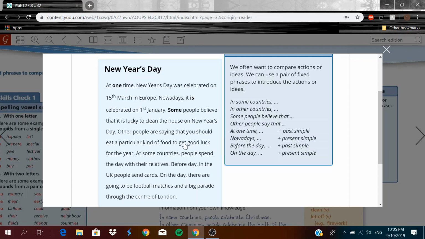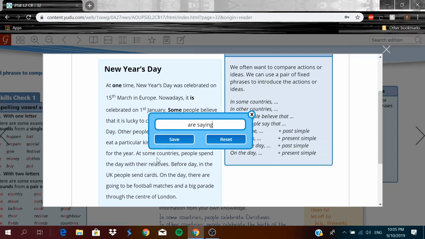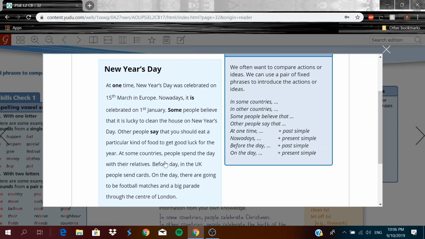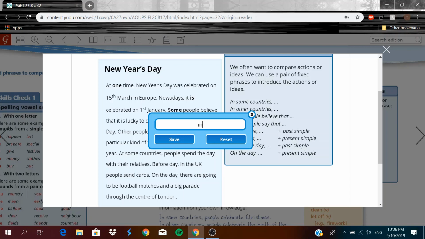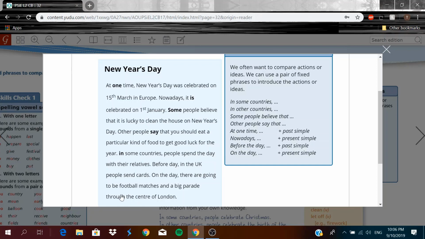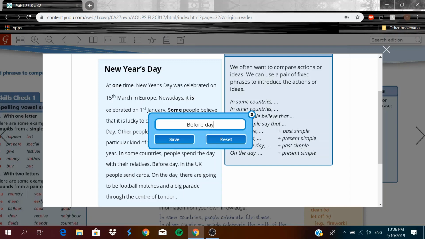So some people believe that it is lucky to clean the house on New Year's Day. Other people are saying, this one's wrong by the way, that you should eat a particular kind of food to get good luck for a year. So other people are saying is wrong. We can just say, right? So other people say that you should eat a particular kind of food to get good luck for the year. Okay? At some countries, this is wrong. We talked about this. At is wrong here. So in some countries, people spend the day with their relatives. Okay? Before day, obviously missing a the here. So T-H-E. So not before day, before the day.